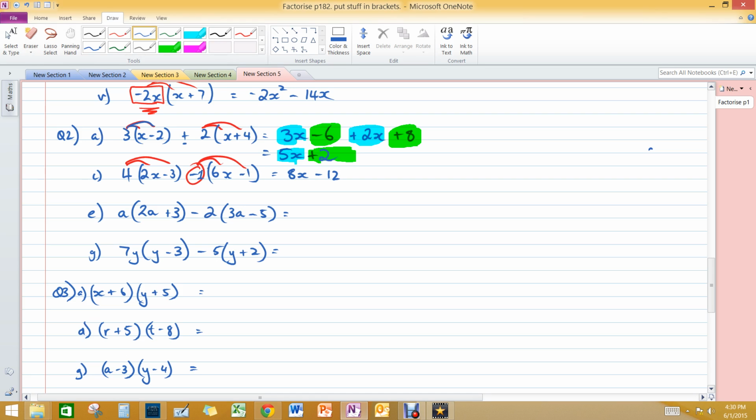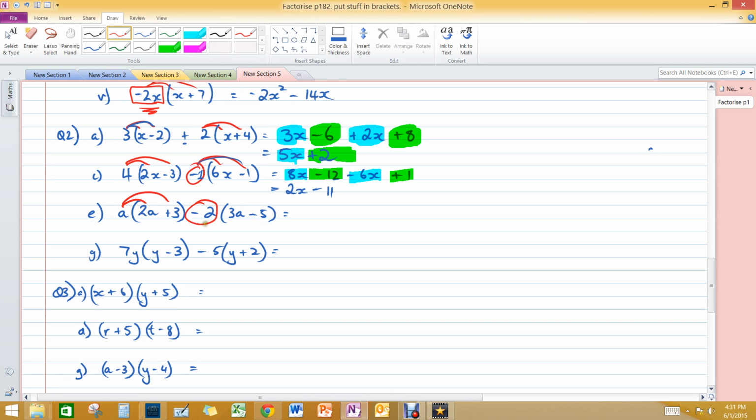So it's going to be negative 1 times 6x is minus 6x, and then negative 1 times negative 1 is going to be positive 1. And again, we need to group our like terms to simplify, and that's going to be 8x minus 6x is 2x, and negative 12 plus 1 is negative 12, moving in the negative direction 1, it's going to be negative 11. Question E now, apply the distributive law to both sides.